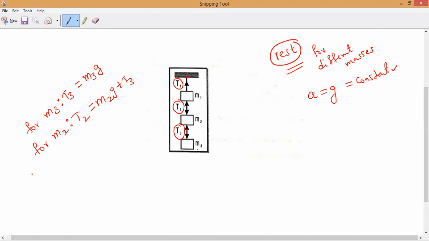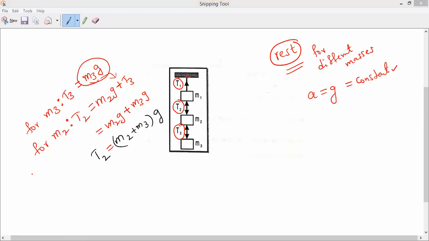This is because T3 is attached, or not? Yes, sir. That is why it is T3. Now we already know T3. T3 is equal to M3g. So M2g plus T3 means M2g plus M3g. Now something is constant from this, I can bring it outside. What is that? g. So (M2 plus M3) into g is equal to T2. Is it okay, everybody? Yes, please.